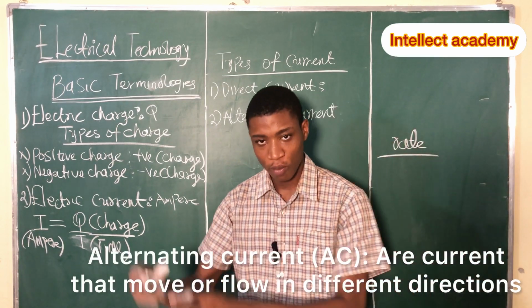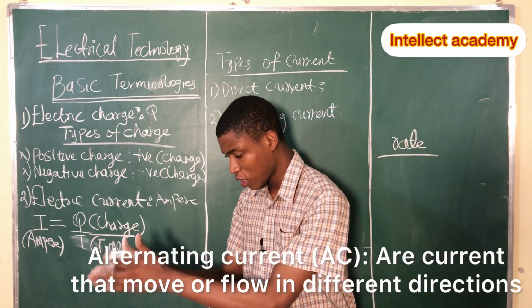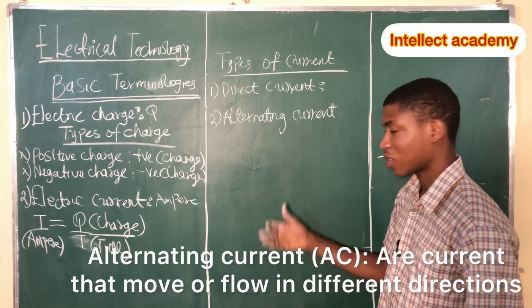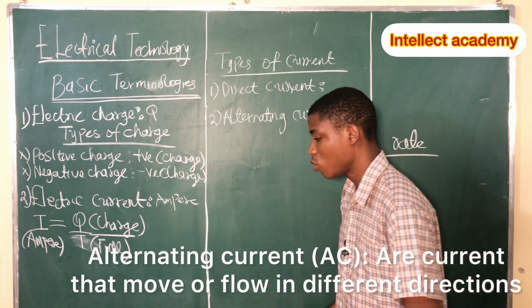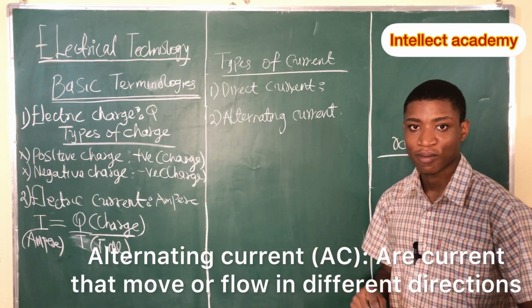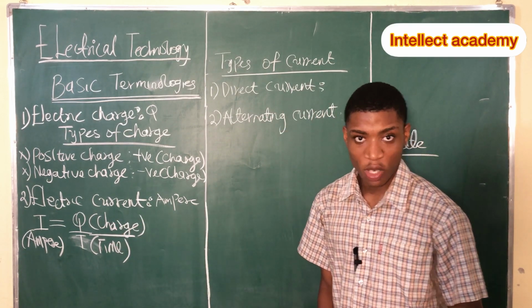If it's moving from point A to B, alternating current will move from point A to B and from B to A. That means there's an alternating or reverse direction. If it flows, it comes back. That's an alternating current.